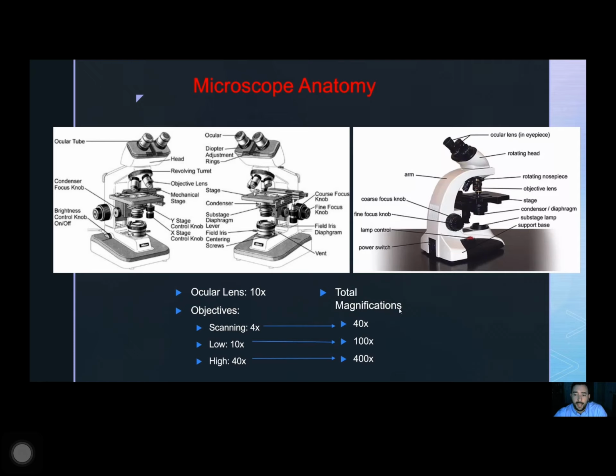Now with this total magnification, it's asking you, how much am I magnifying something in total? Because remember, you are looking through the ocular lens and the objective lens at the same time. So to find the total magnification, all you do is multiply your ocular lens by the objective lens. And so you can see those total magnifications over here. So scanning's total magnification will always be 40. Low power's total magnification will always be 100. And high power's total magnification will always be 400.